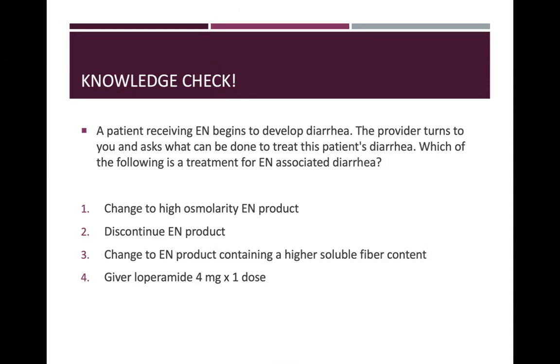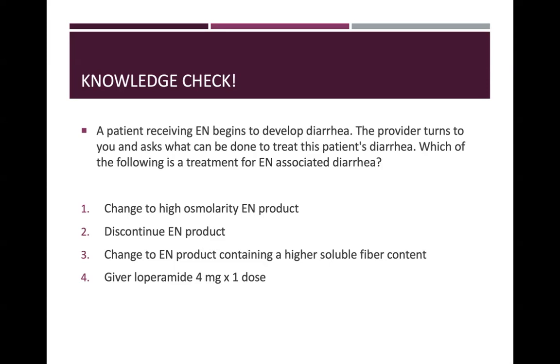First option, change to a high osmolarity EN product. So we talked about the osmolarity being the main reason for the diarrhea, because water is going to go to a higher osmolar compartment, right? So if I am dumping into the GI tract high osmolar ingredient, that will suck more water out of the body into the GI tract, then causing more diarrhea. So that should be the opposite, that we change to a lower osmolarity product. So 1 is incorrect.